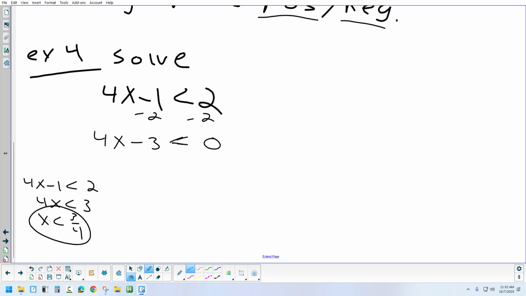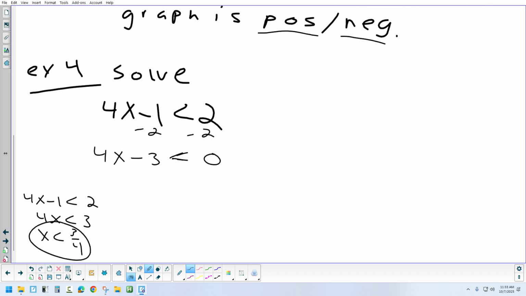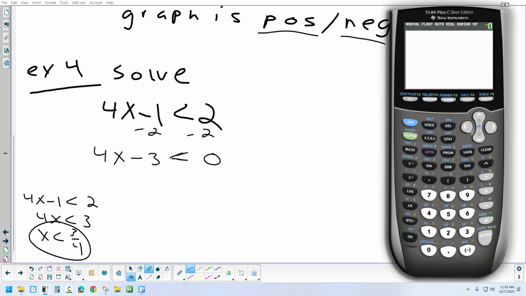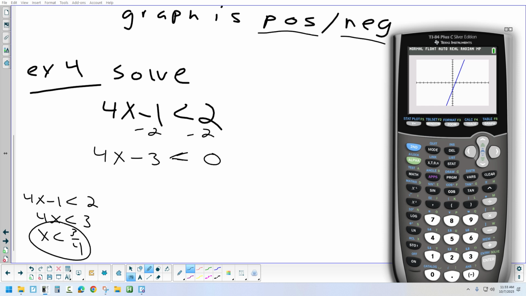X is less than 3/4. Okay, so we did step 1. We got 0 on one side. Now we have to graph it. So we're going to type in 4x minus 3, and we'll do zoom 6. So I graph it. And then what did I say you have to calculate? The root, or the 0, which is option 2. So pick our 2 points, do our guess, and here is what we get.